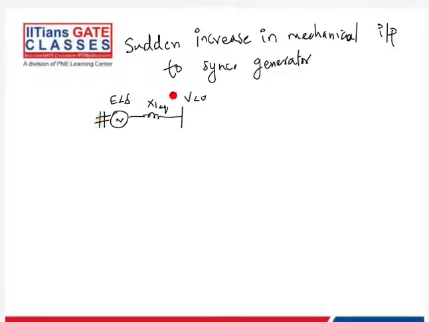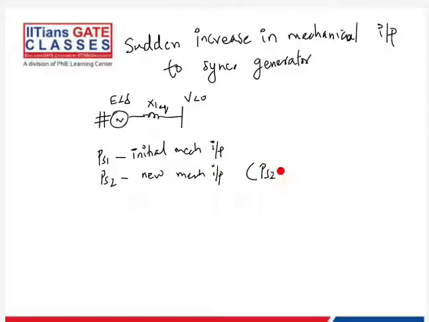Right? So we have a generator connected to an infinite bus via a reactance. Let's say that PS1 is the initial mechanical input and PS2 is the new mechanical input, and based on the condition that we are assuming, PS2 is greater than PS1.